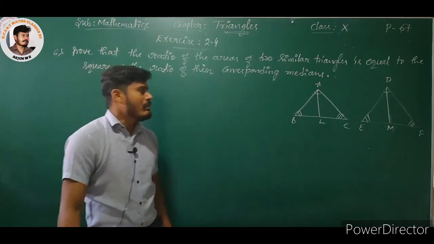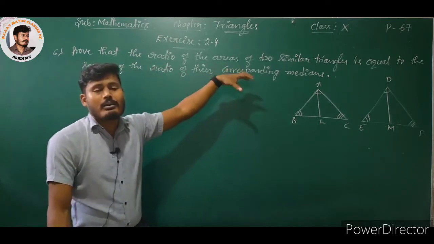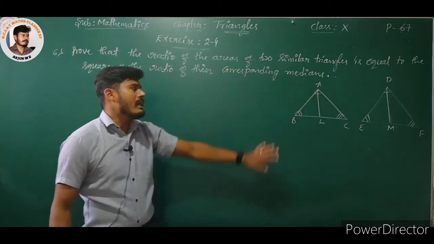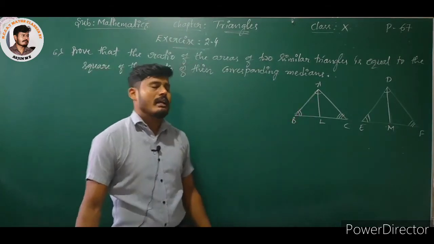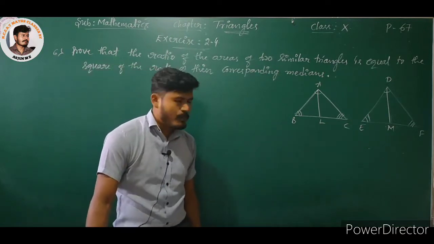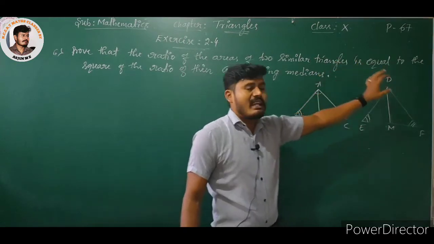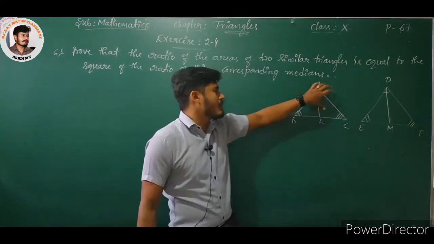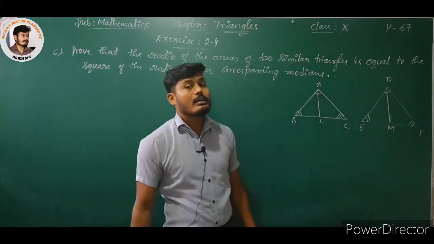Is it clear? In triangle ABC and triangle DEF, I have taken two medians, because the problem depends upon the medians. That's why AL is the median of triangle ABC and DM is the median of triangle DEF. By using these two medians, we have to prove area of triangle ABC divided by area of triangle DEF is equal to AL square divided by DM square.